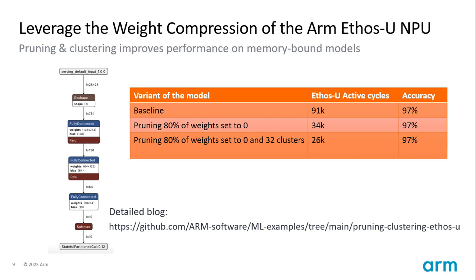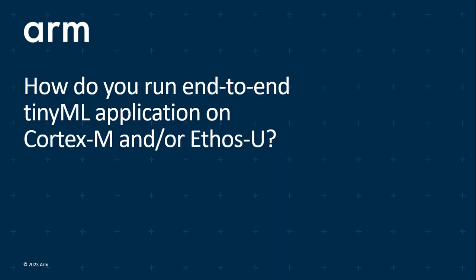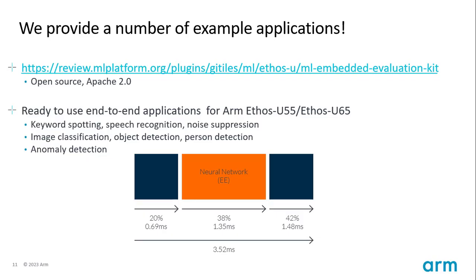So I've been speaking about inference so far. And machine learning is so much more than just inference. So how can you run an end-to-end tinyML application on Cortex-M or on the Ethos-U today? Well, we provide a number of example applications. You can see the project at the first bullet point, the ML Embedded Evaluation Kit. This is an open source project under the Apache 2 license. And essentially, it provides ready-to-use, end-to-end machine learning applications.